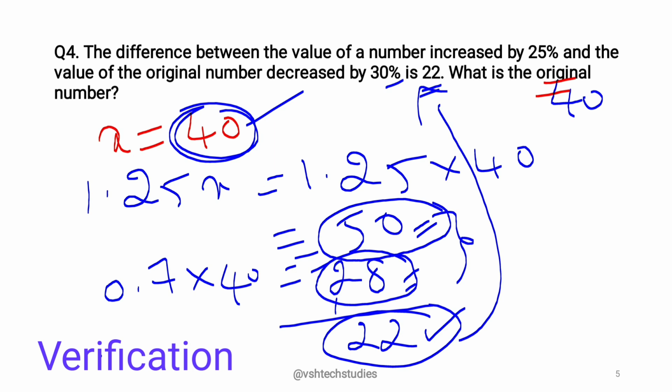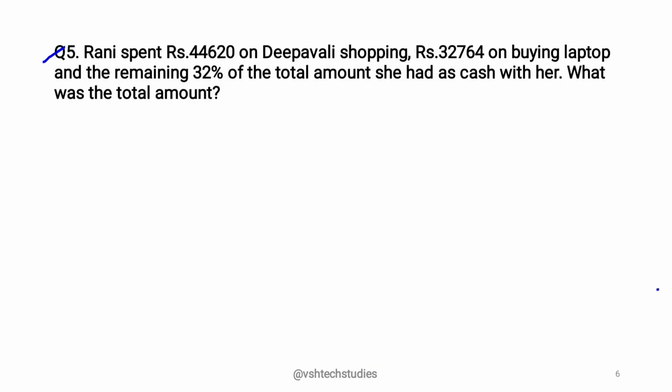Then we shall move on to question number 5. This is the last problem for today's session. The problem is as follows. Rani spent rupees 44,620 on Deepavali shopping, rupees 32,764 on buying laptop, and the remaining 32% of the total amount she had as cash with her. What was the total amount?